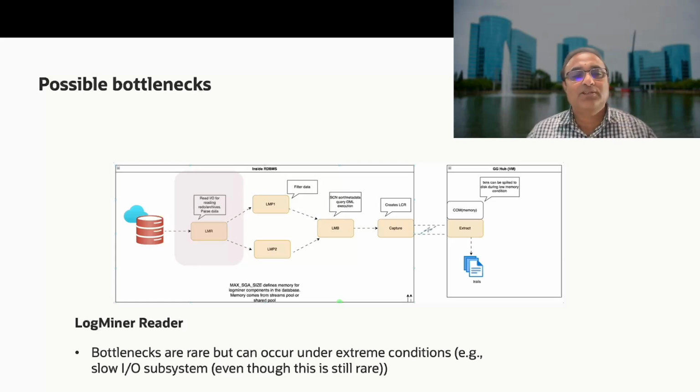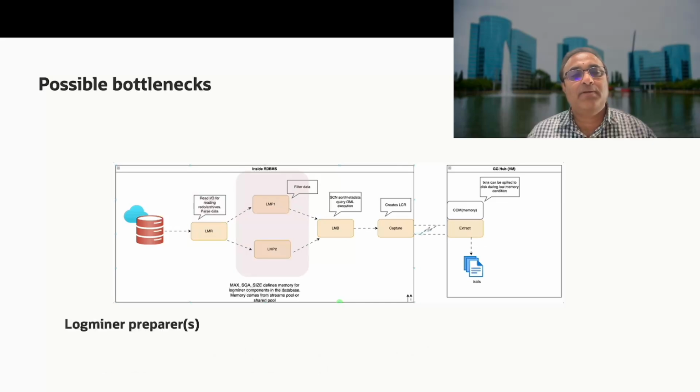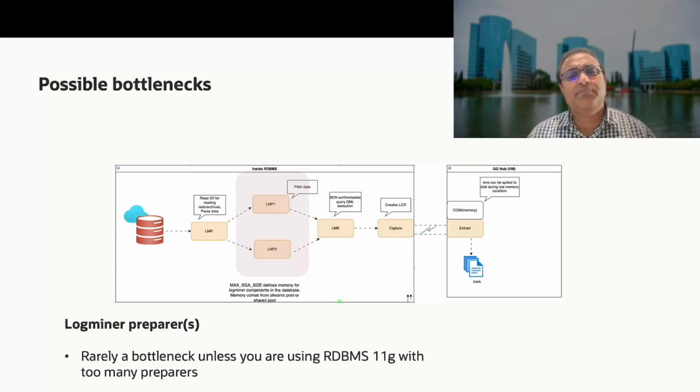That's it. So let's move on to the next component in the pipeline, which is LogMiner Preparer. What does LogMiner Preparer do? It filters data based on the table list in the extract parameter file, right? So what kind of bottleneck might you see with LogMiner Preparer? Just like LogMiner Reader, you will hardly see any bottleneck with LogMiner Preparer. Hardly any, right? In the older version, RDBMS 11G, I remember if you configured too many preparers, like 4 or 5, you would see some latch contention, right? But since RDBMS 12C, those issues are all gone.